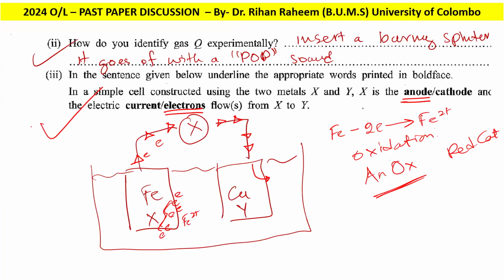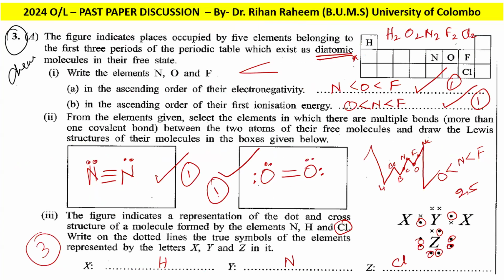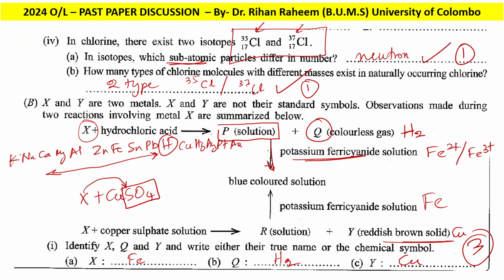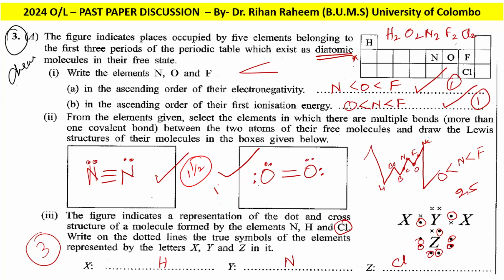So here 2 marks. Here 1 mark, 3. Here 3, 6, 7, 8, 9, 10, 11, 12, 13, 14. 1 mark is missing. Okay, give 1.5 marks for each. This one. I hope you all are clear about it. Let's go to the 4th one.